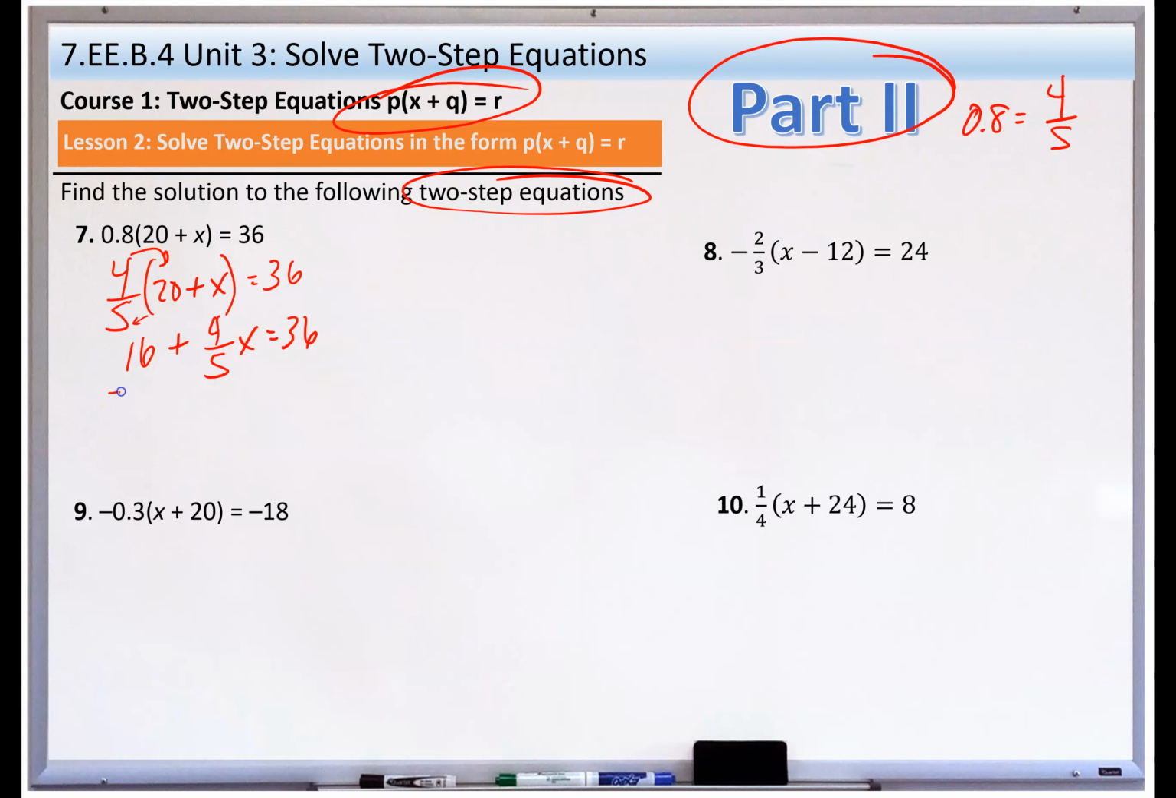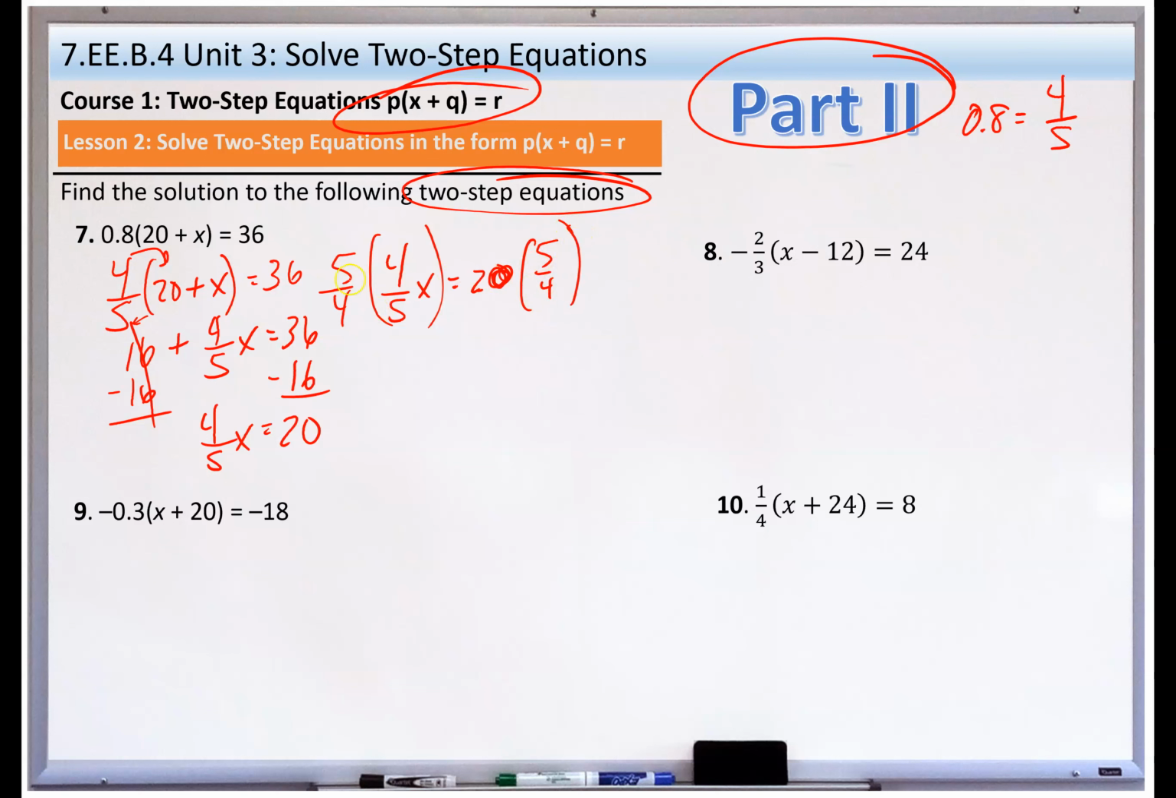Now I'm going to subtract 16 from both sides. So I have 4/5 x equals 36 minus 16, which is 20. So I have 4/5 x equals 20. To solve that, I need to multiply both sides by the reciprocal of 4/5, which is 5/4. See how everything builds on itself in mathematics. 4/5 times 5/4 is 1, so that cancels out.